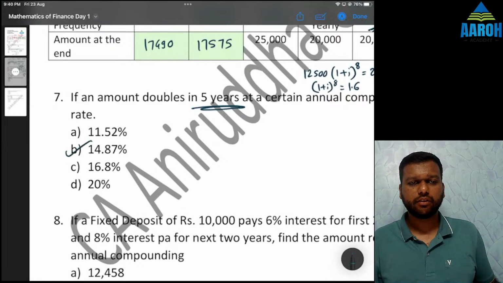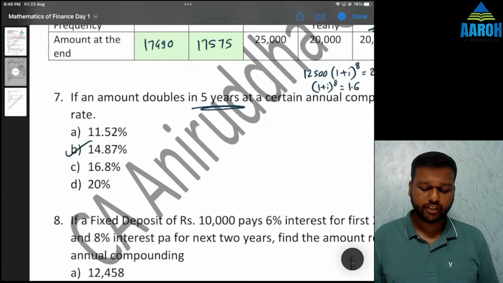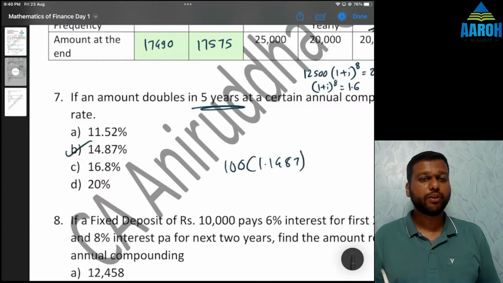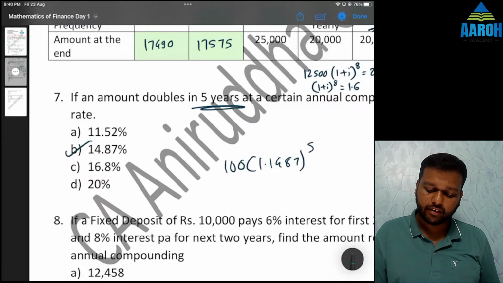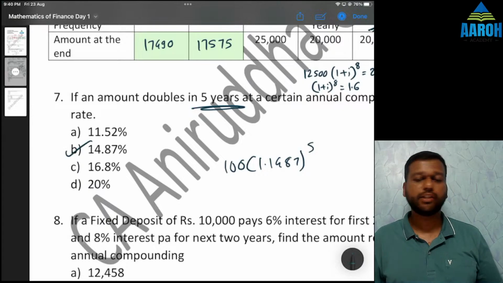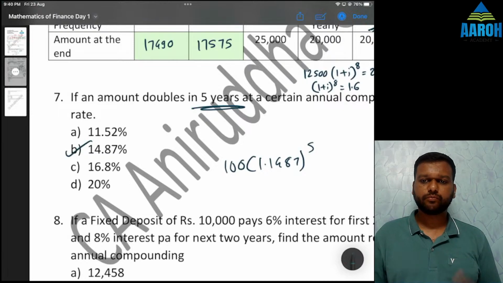You can verify it. You should always cross verify, check 100 into 1.1487. When you are practicing, you should always cross verify, right? In the exam, it is okay. Check if you are getting 200. 200.001. So that is correct. Next.